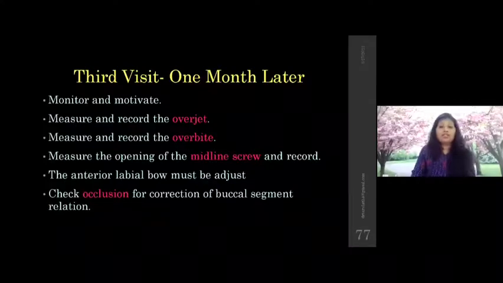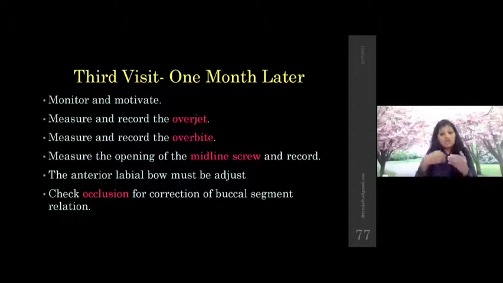Then the third visit is 1 month later. After 1 month, what you do is monitor and motivate the patient. You should motivate him to wear it for 24 hours. See that the overjet is reduced drastically, the overbite is also reduced drastically, and you see that change. Overjet actually gets reduced around 2 millimeters after 1 month. And if the patient regularly activates the midline screw, then you see the expansion to be 1 millimeter between the two halves of the maxillary expansion appliance. And then, as I told you, do not activate your labial bow when you have given a midline screw. If your labial bow needs to be activated, it should be without a midline screw.